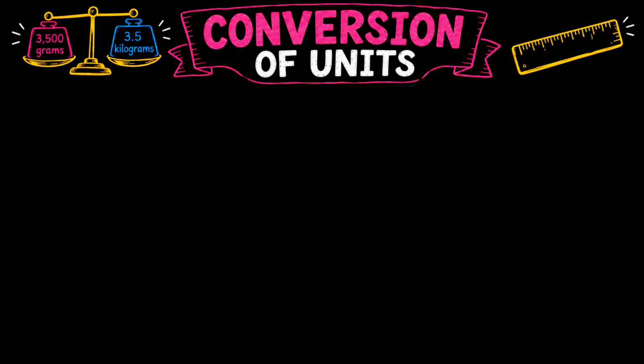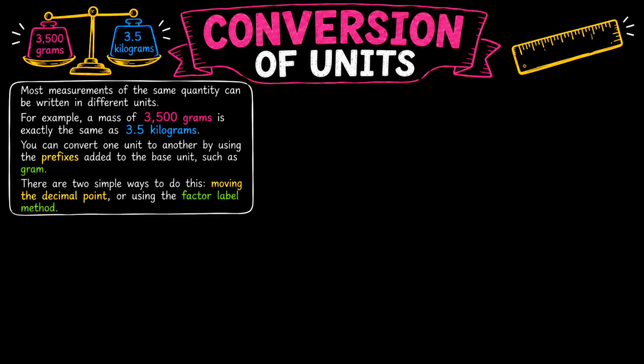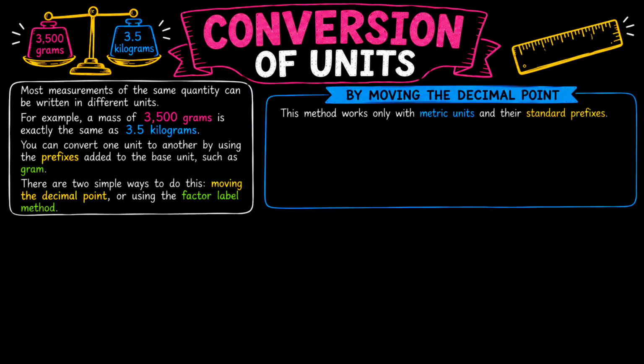Conversion of units. Most measurements of the same quantity can be written in different units. For example, a mass of 3,500 grams is exactly the same as 3.5 kilograms. You can convert one unit to another by using the prefixes added to the base unit, such as gram. There are 2 simple ways to do this, moving the decimal point or using the factor label method. By moving the decimal point. This method works only with metric units and their standard prefixes.